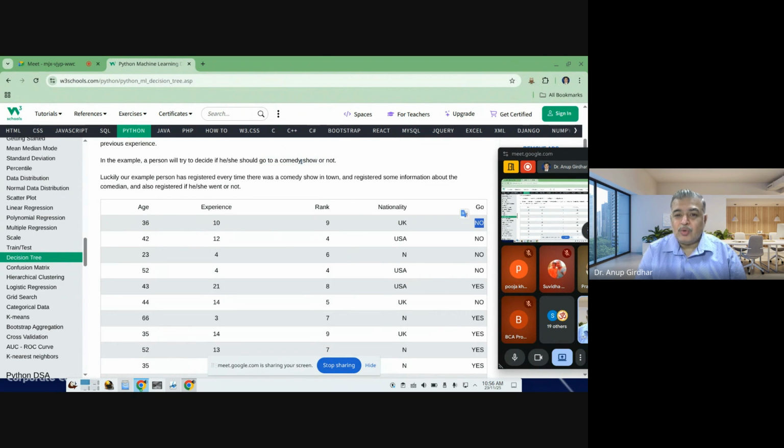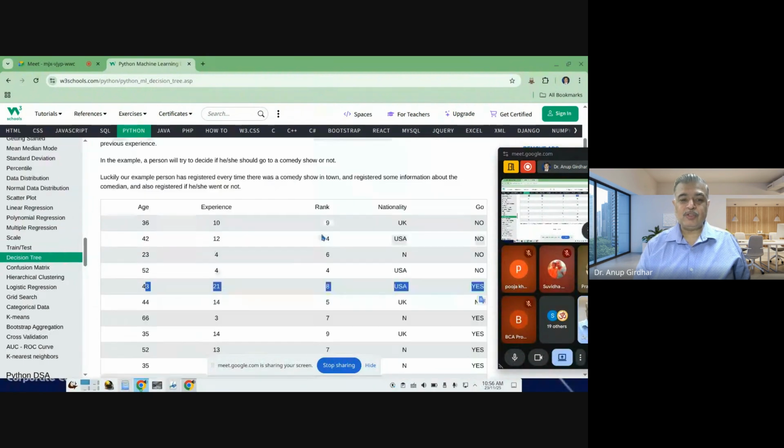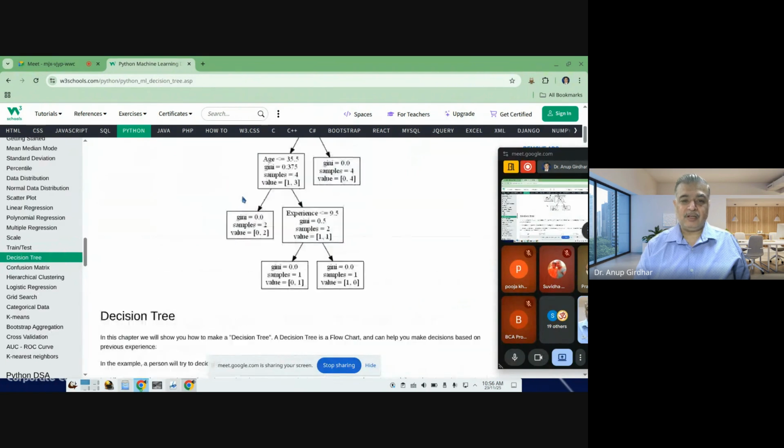So whether that person goes for the comedy show or not, that person said, no, I would rather not go to the comedy show. Same way, you got some other citizens of various countries. Let's say you have a person of age 42, with 12 years of experience, even though they have a lower working rank, but that person is a US citizen. That person also said, no, I don't want to go. Same way, there are various other factors being identified, and accordingly, you got yes, no, and so on for various countries. Suppose this is our data set given in this particular part.